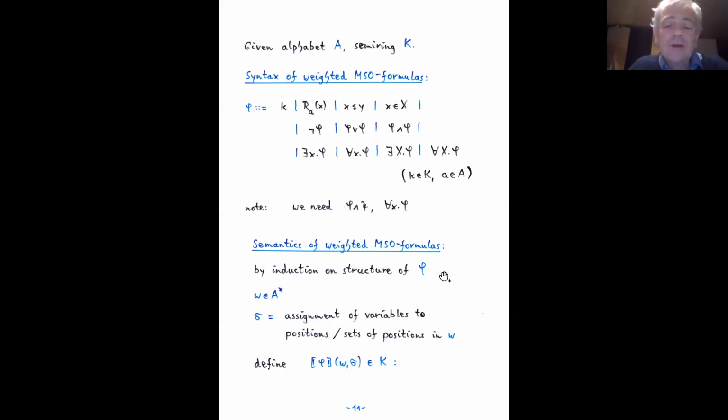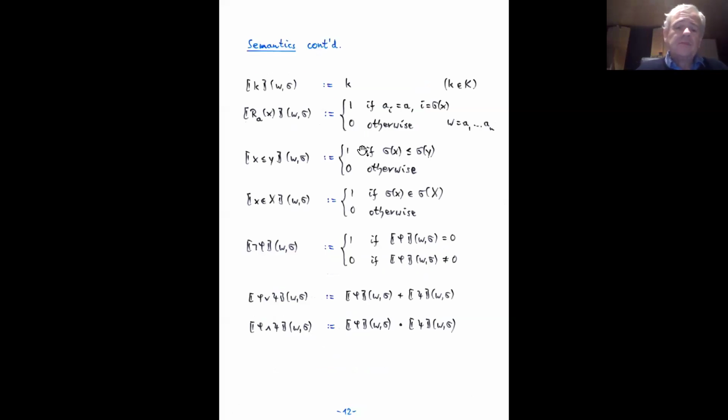Now let's come to the semantics, and we do this by induction over the structure of phi. So we want to give it for a word. And as usual, if we have a formula with free variables, we have to know what we put in for the variables. So we need an assignment sigma of the variables to positions, or to sets of positions for the set variables, in w. And then we define the semantics of phi for w and this assignment by induction over these formulas.